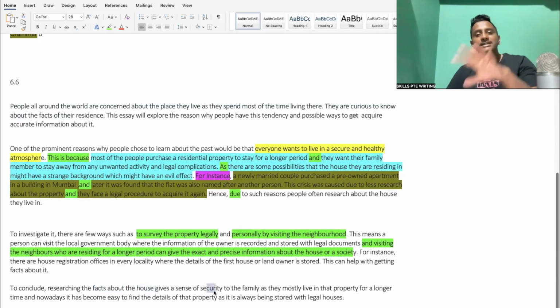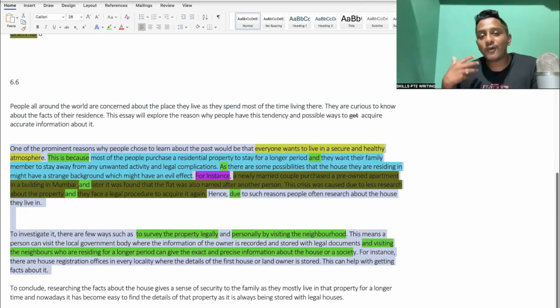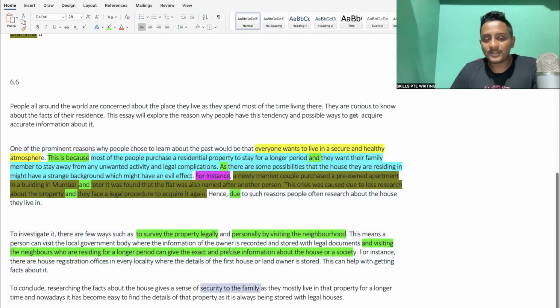See, conclusion is nothing but a summary of whatever you have written. Second paragraph, you have written something, summarize it in 1 sentence. Third paragraph, you have written something, summarize it in 1 sentence. Don't invoke a new thought, a new idea, in the conclusion. Sense of security, that's what he wrote here.